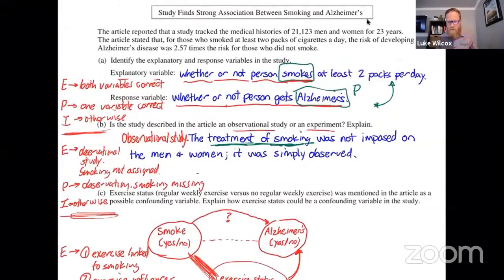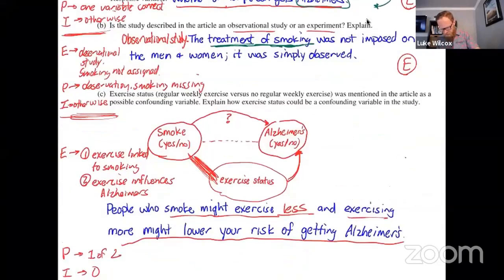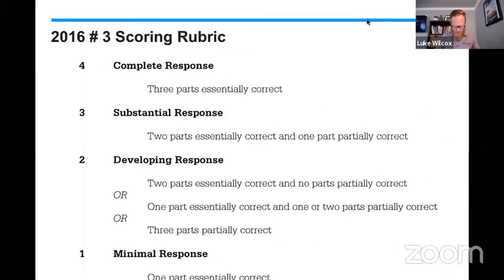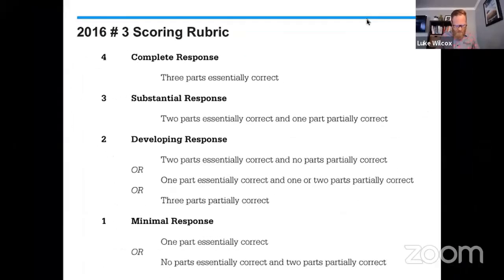So after a few corrections on this one, it appears that we have an E now, and an E, and an E. And we can now turn that into a score out of 4. And this rubric is going to look the same as the one that we just went over, right? In order to get a 4, you got to have all 3 parts essentially correct. 3 would be 2 essentially correct and 1 partial. Several different ways of getting a 2 out of 4, several different ways of getting a 1 out of 4, and of course there is the possibility of getting 0 out of 4.